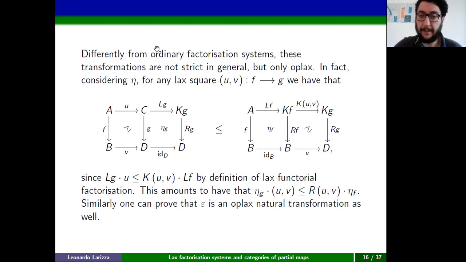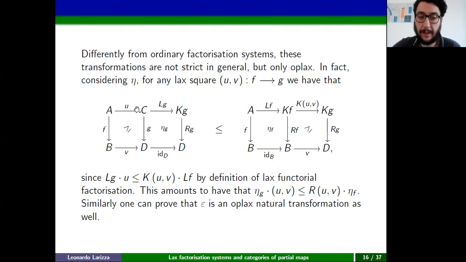We remark that differently from what happens for the traditional case, these transformations are not strict in general, but only Lax. Meaning that if we consider these two diagrams, the first one being UV composed with eta G, and the second one being eta F composed with R of UV, this last square is a Lax square. Then we have that by definition of F and of L, LGU, we have a two cell going from LG composed U to KUV composed LF.